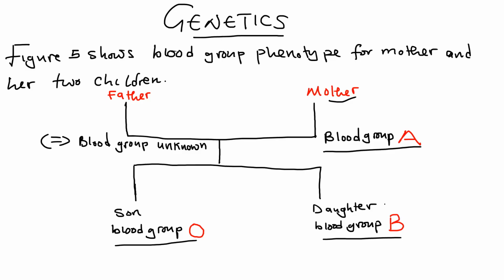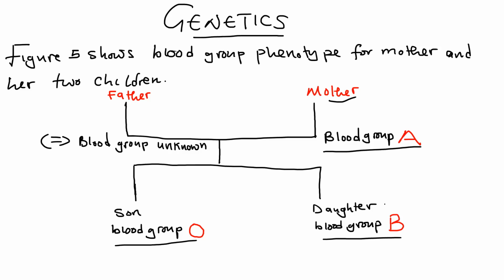Now, when you are given such a question, just know that one possible question you might be asked is, what is the phenotype? What is the blood group for the father? Or what is the phenotype or the genotype for the blood group of the father? That is one possible question, because the blood group of the father is unknown. I'm not saying that is a question, but it is a possible question that you can expect.